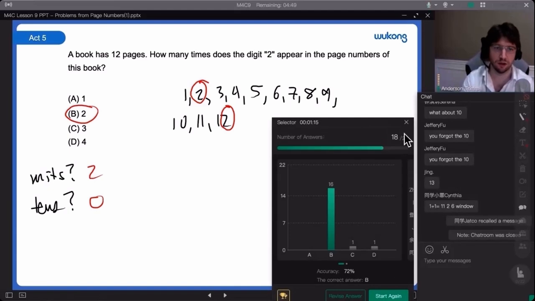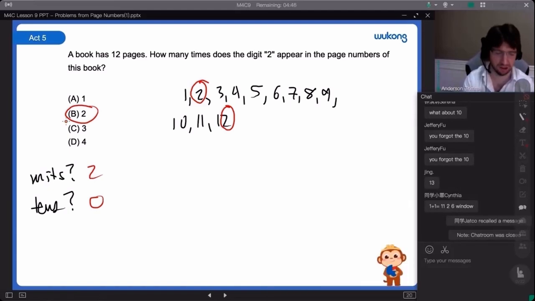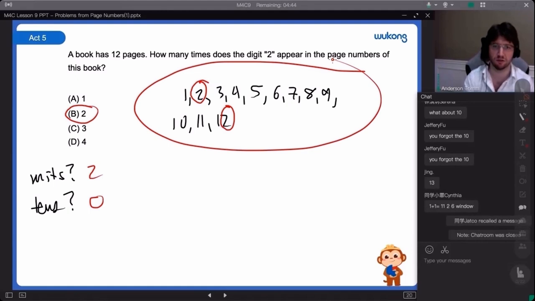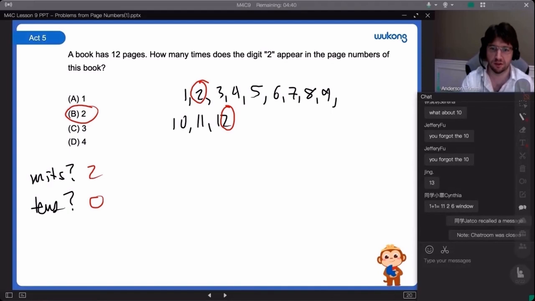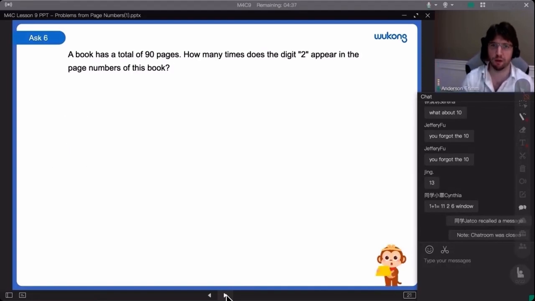Or you could do it the old-fashioned way and just look at this list and count all the twos. You just read from left to right. I see a 2 and another 2. All right, that's it. So let's try some bigger numbers now where we probably aren't going to be able to list them all. A book has a total of 90 pages. How many times does the digit 2 appear in those page numbers?